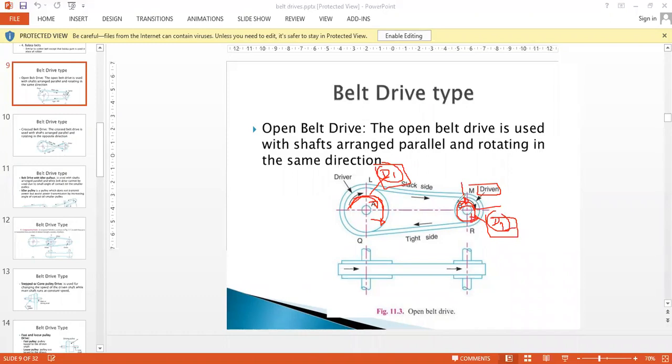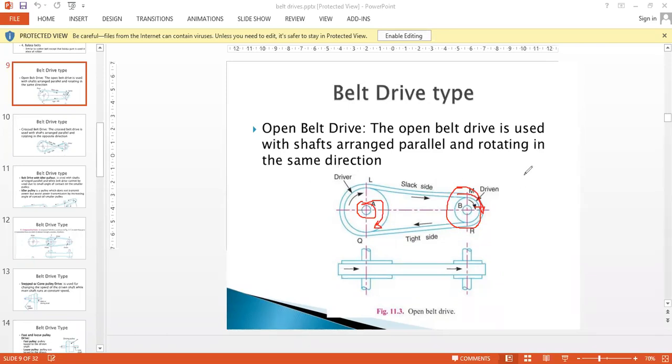Now if you want a lesser number of rotations, that is, a speed reduction, then we can have a smaller pulley over here and a larger pulley at the driven end. So by the time the driver makes one complete rotation, the driven pulley wouldn't have yet made one complete rotation. It will have made less than one rotation because the diameter is different.